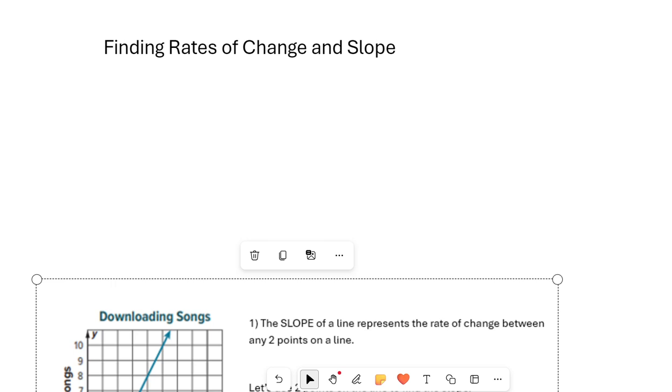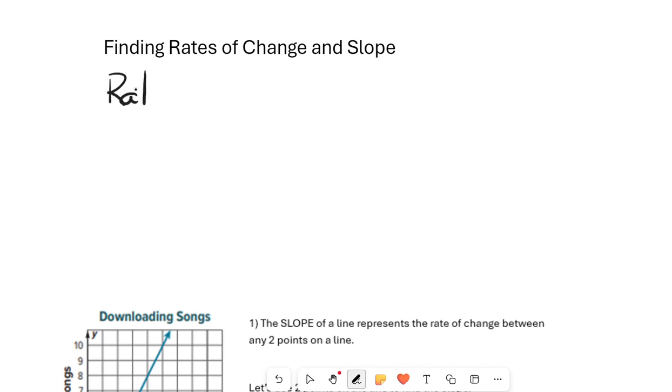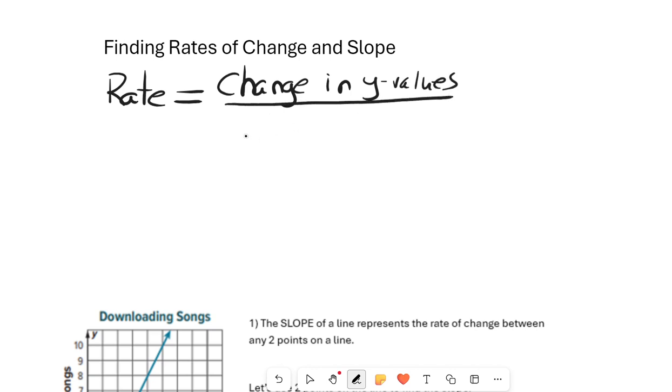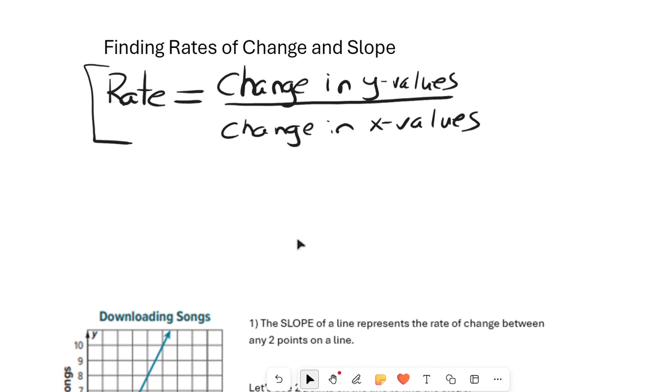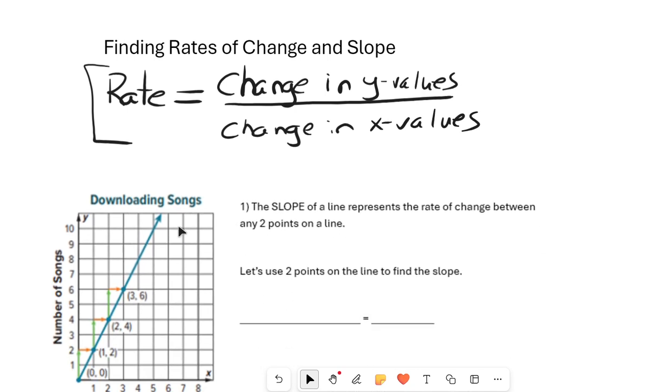This lesson is on finding rates of change, or another way to say that is finding the slope. To find a rate of change, we look at the change in the y values, and that's divided by the change in the x values. That's how it's always calculated. Let's look at an example.